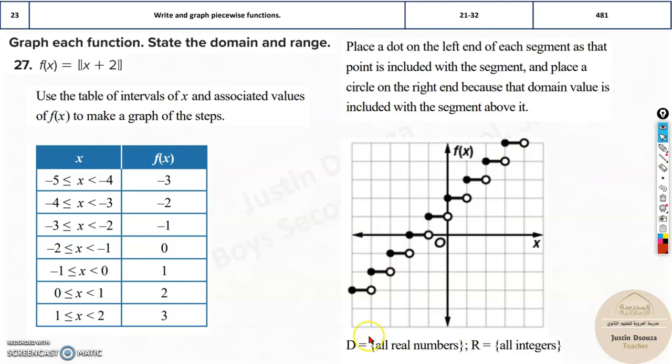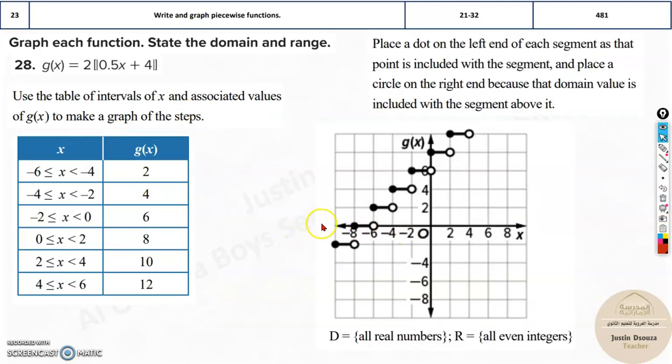All the real numbers are the domain, and the range is all integers, because it's only whole values, like integers from minus and plus numbers: minus 3, minus 2, minus 1, 0. You're not having a line like this. It's not, say, minus 0.5. No, there is no graph. Only at integers there is a graph. So this is one important thing.